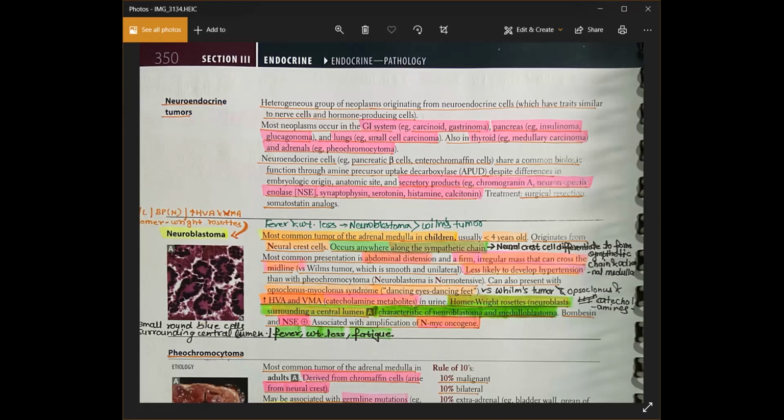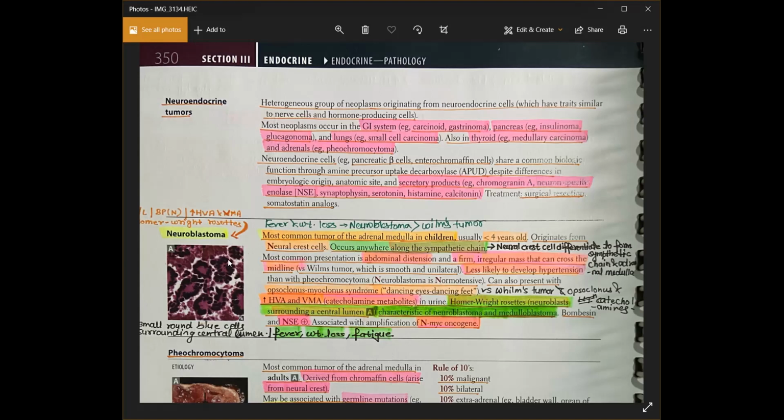Then comes the GI tract. In the GI tract, you also have the carcinoid tumors, right? So carcinoid tumor of the GI tract and the gastrinoma also. These are examples of neuroendocrine tumors. So thyroid, then lungs, then pancreas, then the adrenals, and then the GIT. These are the five locations for the neuroendocrine tumors.